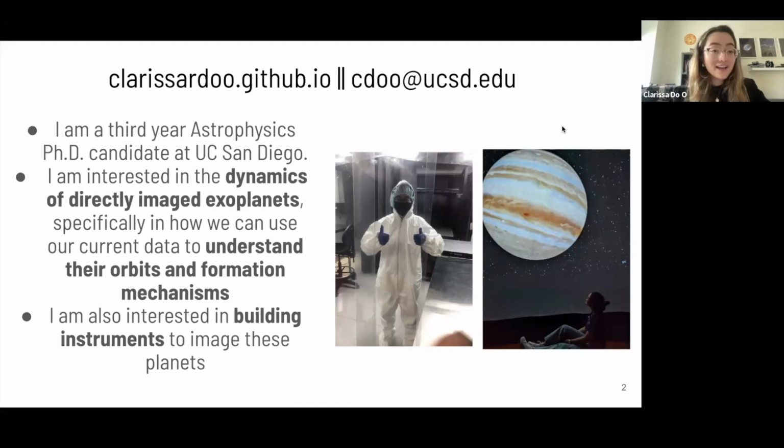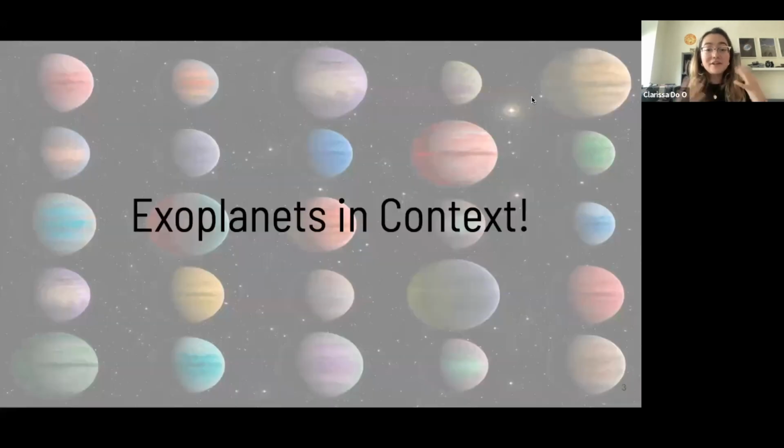Before I get into exoplanets, dynamics, and everything, I figured I should give you a little more context on what planets are, what exoplanets are, and how we can find them. I'm sure a lot of you are already familiar with this, but I think it's very helpful to go back and look at the big picture before we look into something more specific.